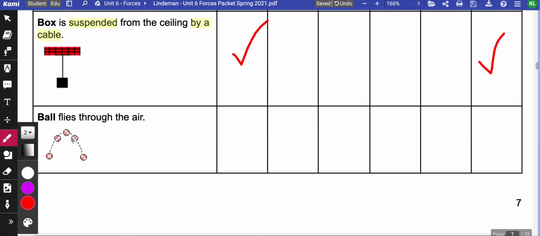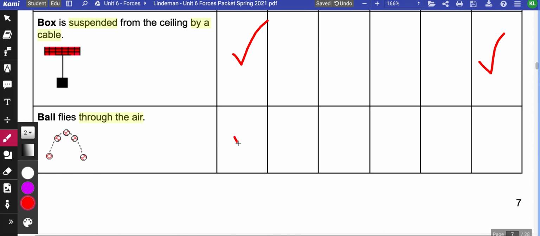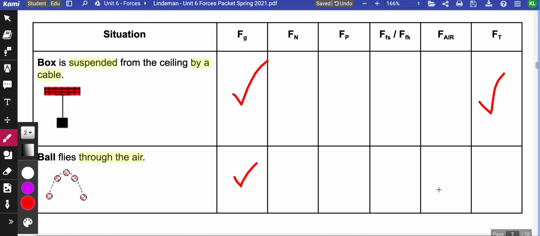This next one is a ball flies through the air. And again, through the air is the big hint here. We are on planet Earth, so we have FG. But over here, we also have air resistance because we are moving through the air. And if I'm going too fast or something, please just speak up.